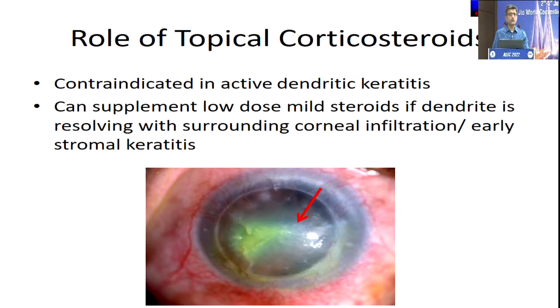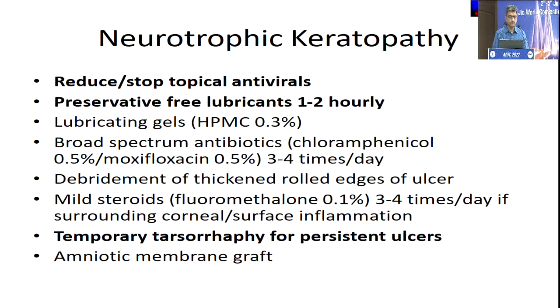So topical corticosteroids are absolutely contraindicated for an active dendritic keratitis. Once you have started topical antivirals, and if you feel the patient is now going into stromal keratitis, there's stromal infiltration, like in this patient post PK, there is a lot of stromal keratitis developing with the dendrite healing. There you can add low dose topical steroid like fluorometholone 3 to 4 times a day.